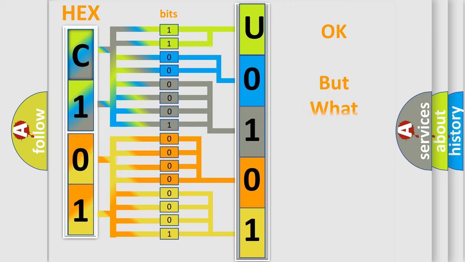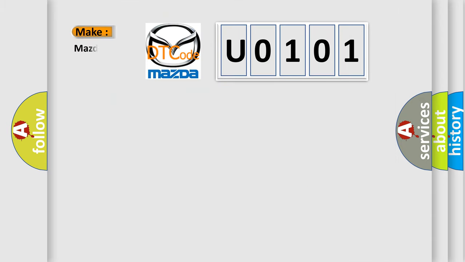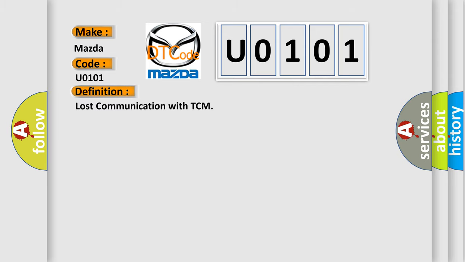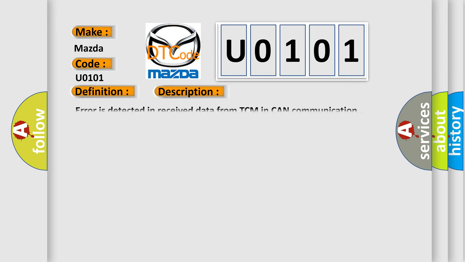The number itself does not make sense to us if we cannot assign information to what it actually expresses. So, what does the diagnostic trouble code U0101 specifically interpret for Mazda car manufacturers? The basic definition is lost communication with TCM. And now this is a short description of this DTC code. Error is detected in received data from TCM in CAN communication.